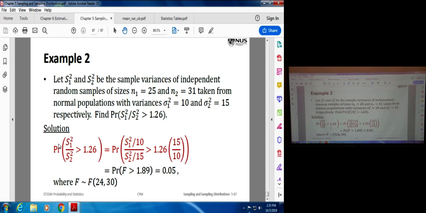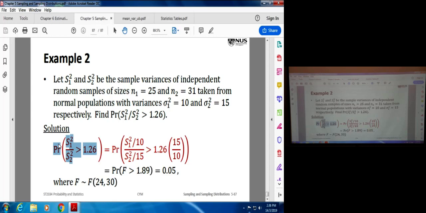So 1.26 is a special number which is going to make our life easier, and that's the only reason that it's there. Okay, so this is the number that we want. This is the thing I want to compute, the probability that this ratio is bigger than 1.26. Okay, so basically what do we know?